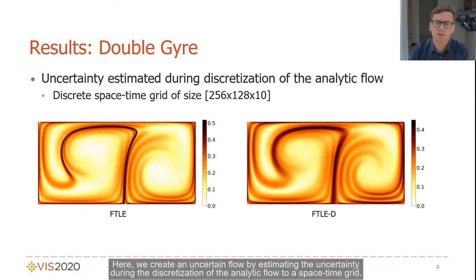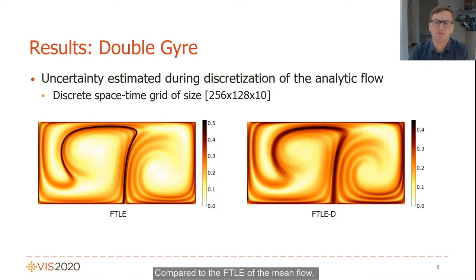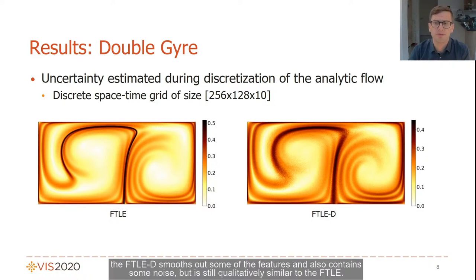Here, we create an uncertain flow by estimating the uncertainty during the discretization of the analytic flow to a space-time grid. Compared to the FTLE of the mean flow, the FTLED smooths out some of the features and also contains some noise, but is still qualitatively similar to the FTLE.